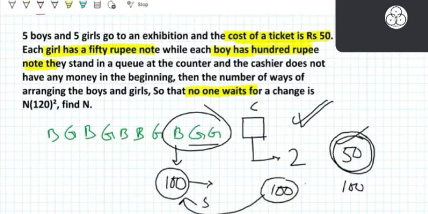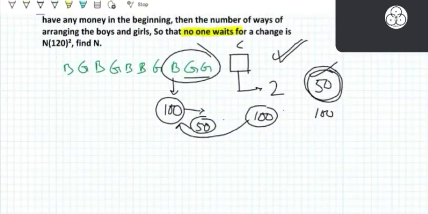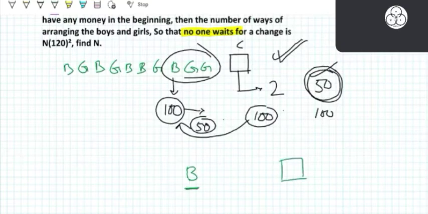Now let me draw another scenario where this case is not satisfied. Say a boy comes at the first position. The cashier is not having any cash initially. What will happen? The boy will give him 100 rupees, but the cashier is not having any cash. So now the cashier will ask the boy to wait so that the next person with change will come.